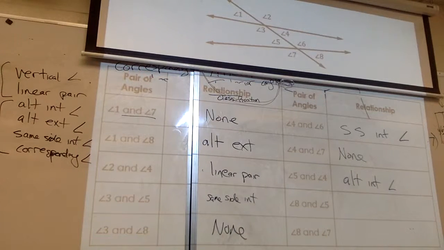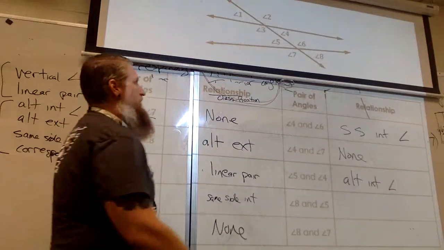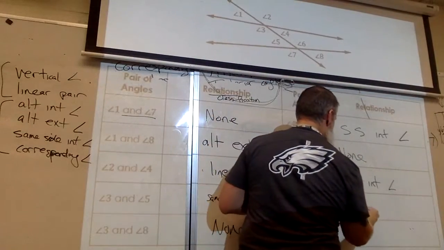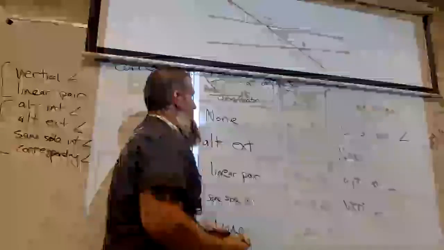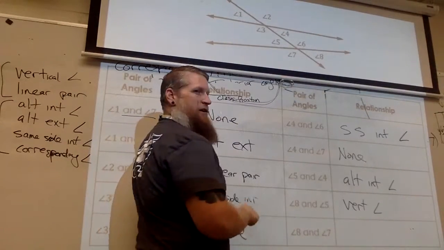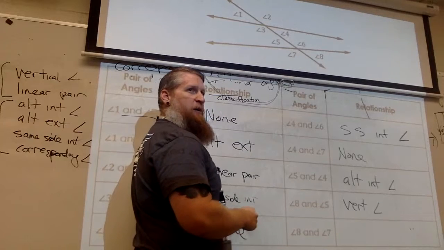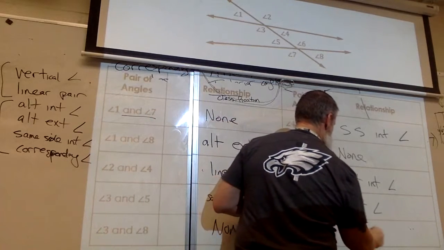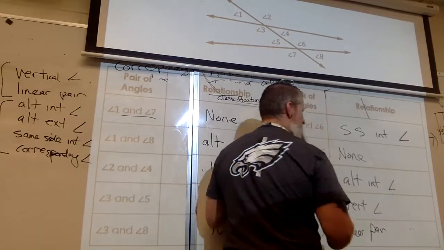How about 8 and 5? Corresponding. Is it vertical or corresponding? Vertical, right? Because 8 and 5 are at this same intersection point. They're opposite each other, so they're vertical angles. And what about 8 and 7? Are you looking at 8 and 7? Linear pair? Yeah? Okay. Who said corresponding? I didn't.